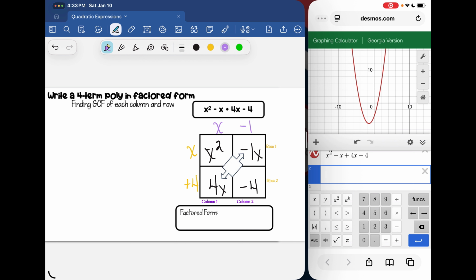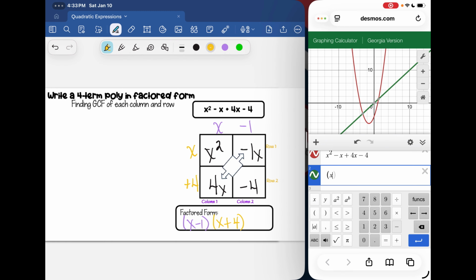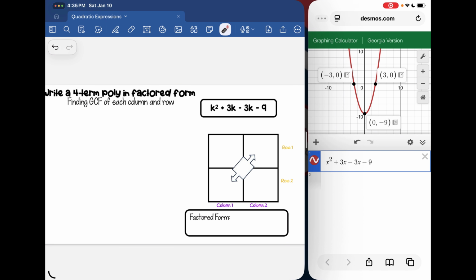So we have our factored form. X minus 1 will be one of my parentheses, and x plus 4 will be the other parentheses. Let's check our answer. X minus 1 times x plus 4. And it matches, so we were right. All right, let's look at our next example.